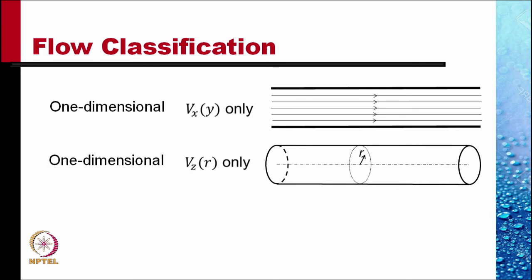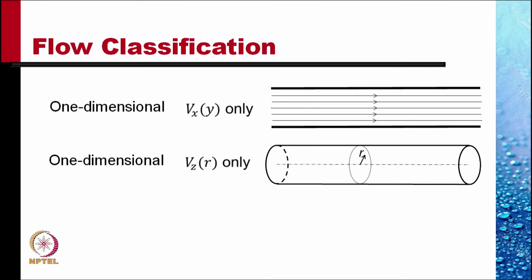Let's go to classification of flow fields. We have a one-dimensional flow field when the velocity description Vx is a function of only one space variable. In this channel made of two plates, one of the plates may be moving, there is only an x component of velocity Vx, which is a function of y only, so it's called a one-dimensional field.